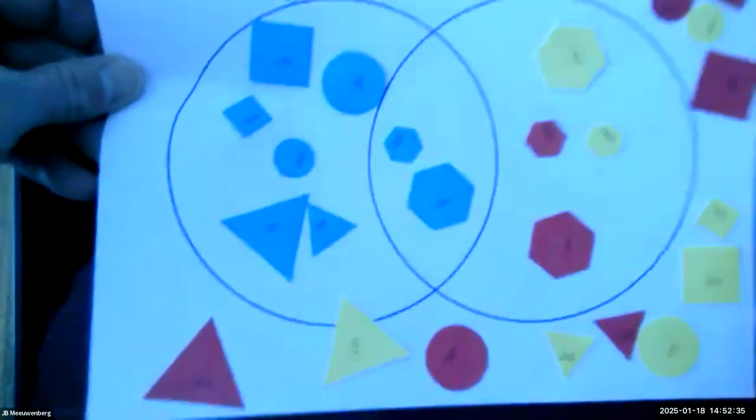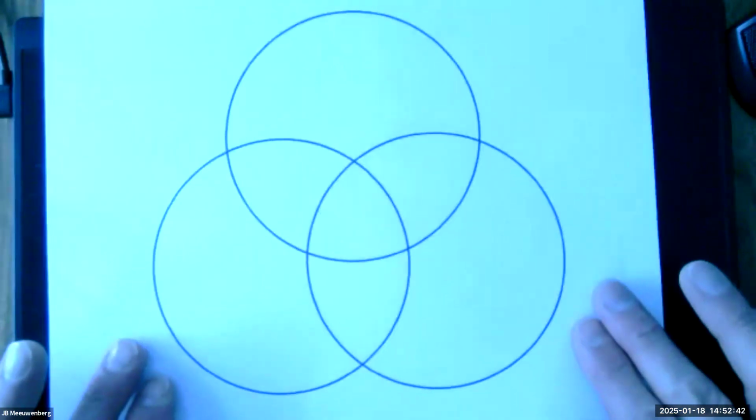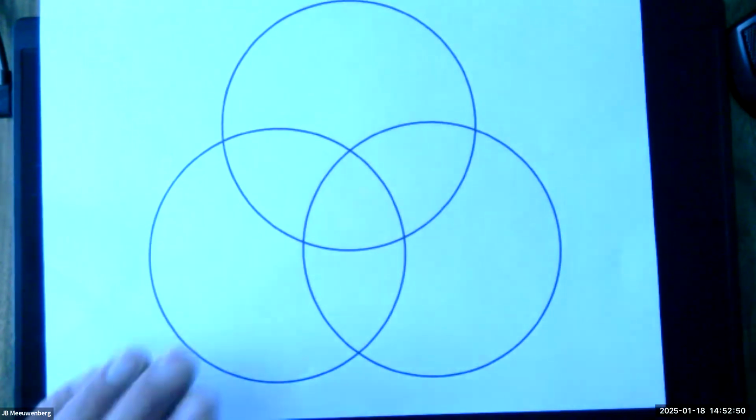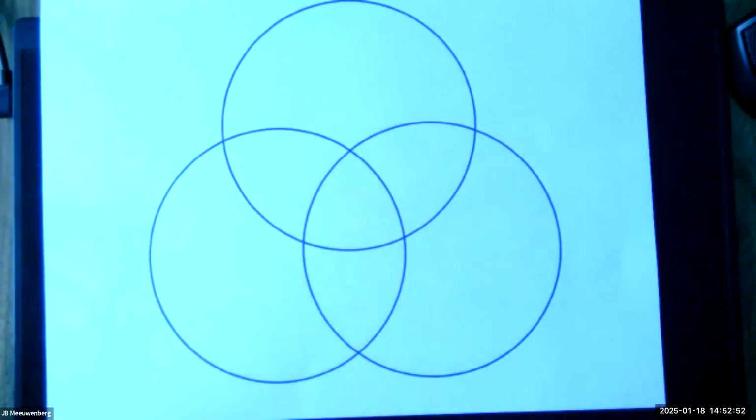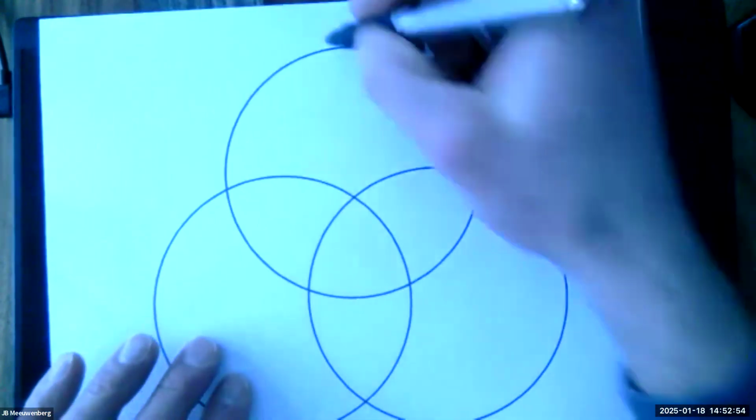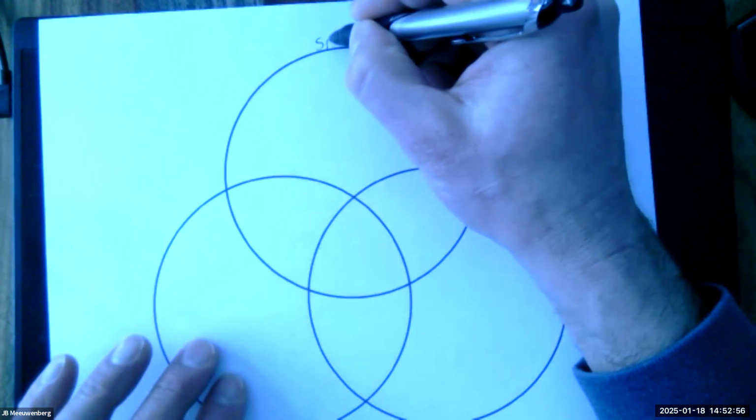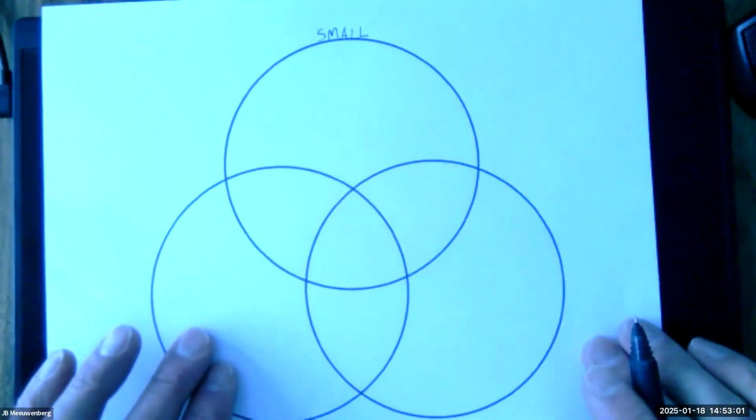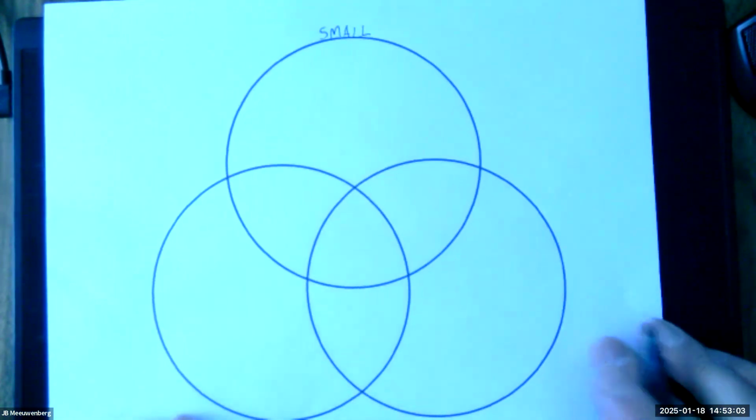I'm going to take this off, and I'm going to replace it with a paper with 3 circles. So I want you to do the same thing. Draw a paper, grab a paper, drag 3 circles, draw them. And once you get them drawn, we are going to label them as small. So small pieces belong inside that circle.